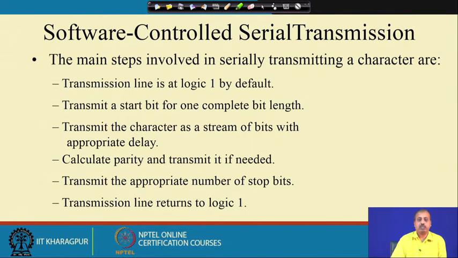Now if we are using a microprocessor for transmitting this data serially, we can use a software control mechanism for this serial transmission. What are the main steps involved in transmitting a character? The transmission line is at logic 1 by default, so that is high. First we have to transmit a start bit for one complete bit length, so it should transmit a 0, which is the start bit. Then it will transmit the character as a stream of bits with appropriate delay, one by one. So 7 bits will be transmitted. Then it will calculate the parity and transmit it if needed.